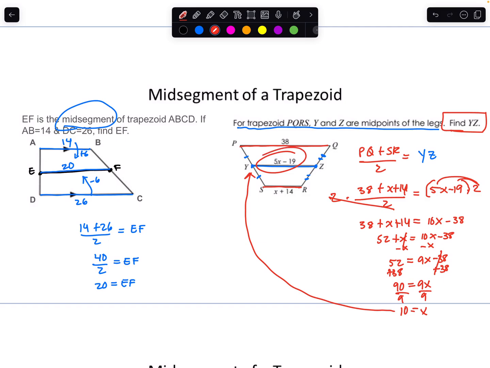So we have 5 times x, so 5 times 10 minus 19. I'm just plugging x back into the equation. 5 times 10 is 50. When I subtract 19, 50 minus 19 is 31, which is what I was looking for. As long as you know which two to add up, the lines parallel on the outside of the trapezoid, add them up and divide by 2, and that gives you the length of the one on the inside, or in the middle, of the trapezoid.